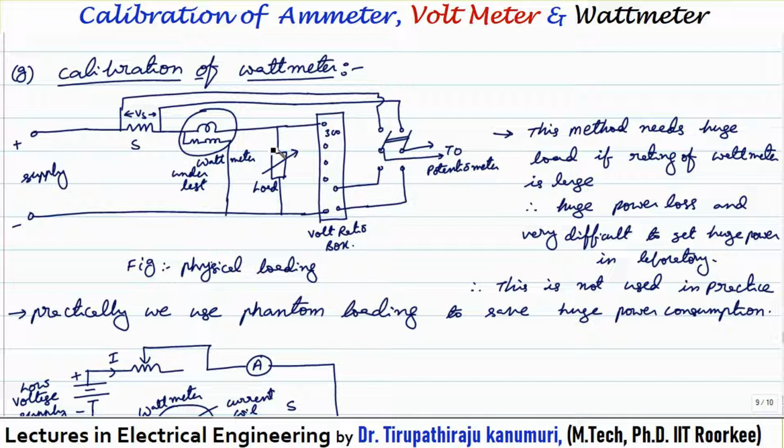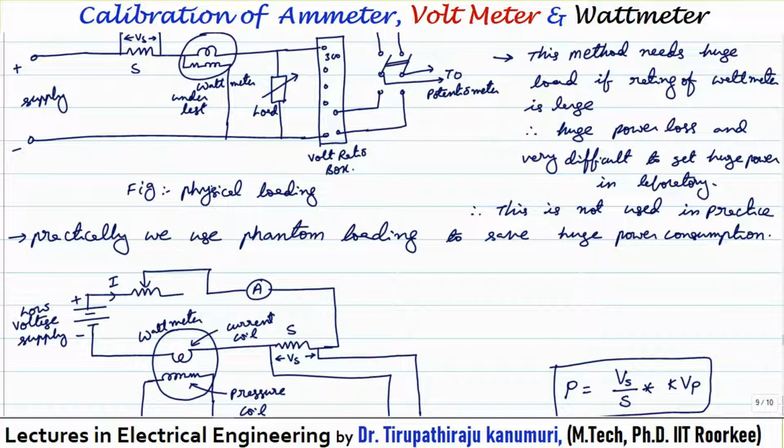Let us assume this wattmeter is used for measuring the power of some very big transmission line. It will be like 1 megawatt or a very big value that it should measure. That much loading we cannot do in practice. Even if it is of moderate rating, huge power loss or huge power consumption will be there in the load. That's why we practically go for the phantom loading.